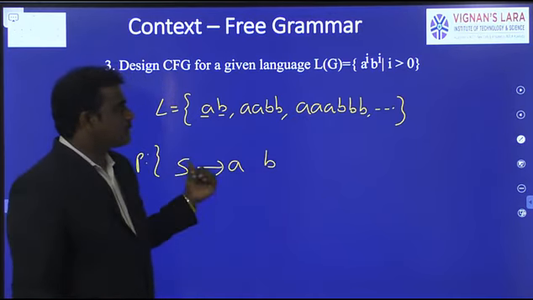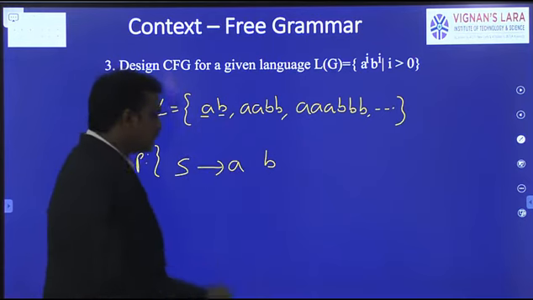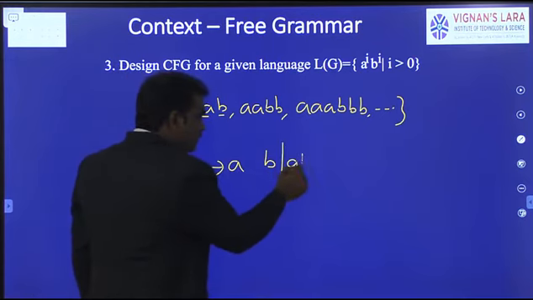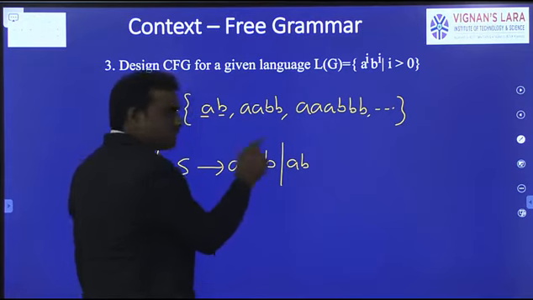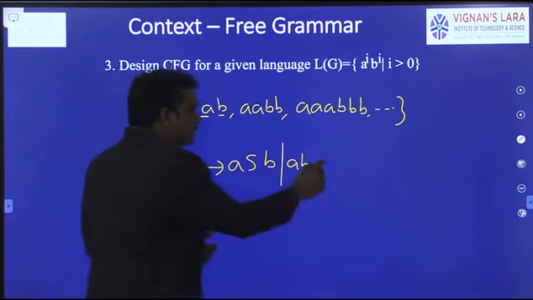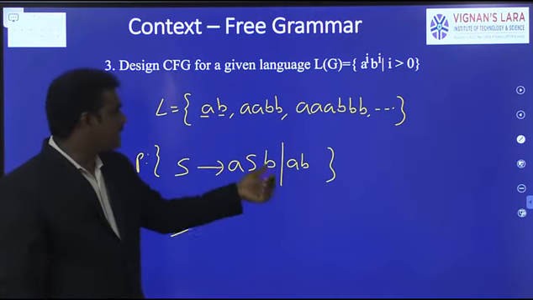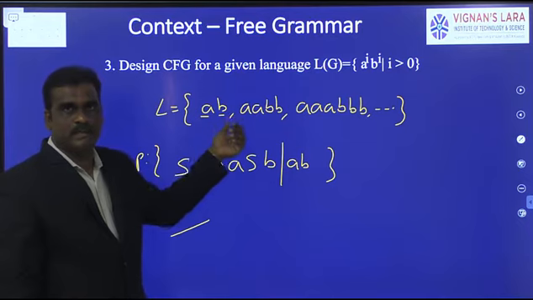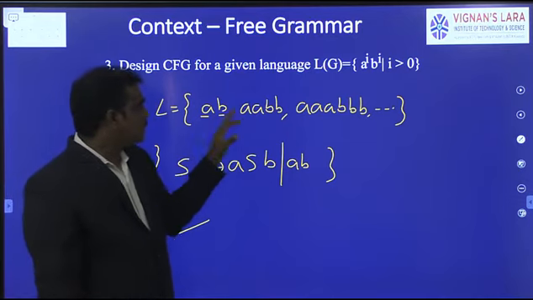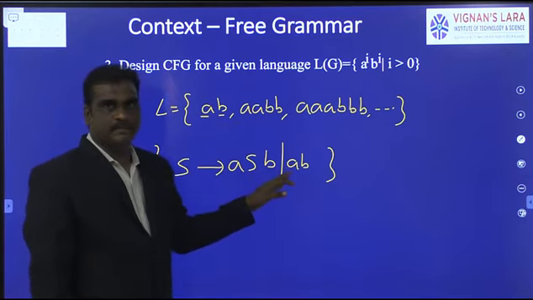But in the previous problem, the minimum string is epsilon, whereas in this case, the minimum string is AB. So that's why here you have to put AB, not epsilon. Because in the previous problem, epsilon is in the language, whereas in this case, epsilon is not in this language. That's why there is no need to write the epsilon symbol here.